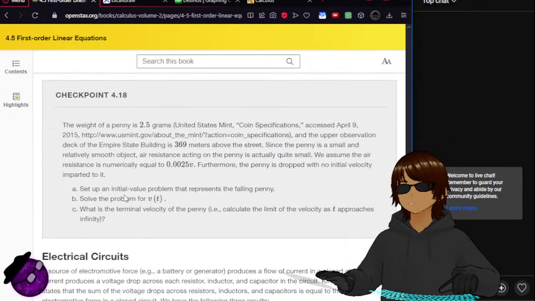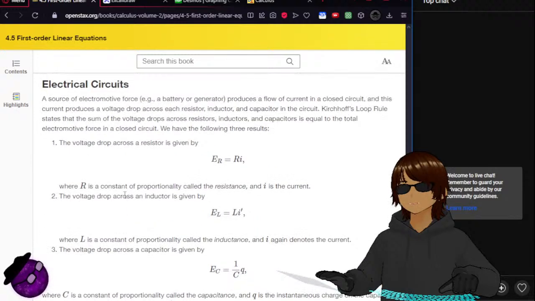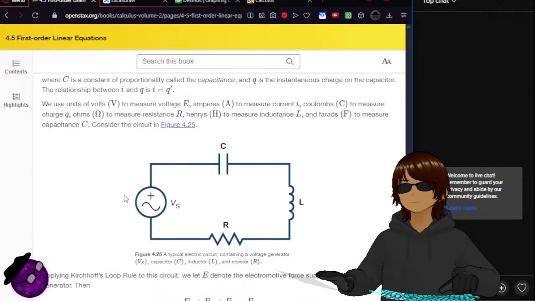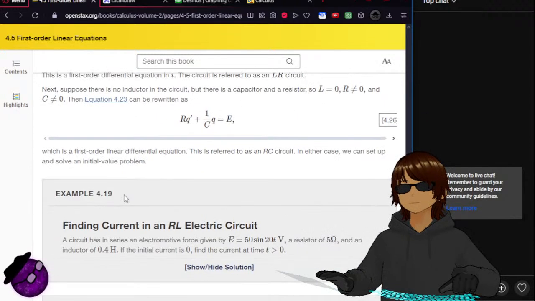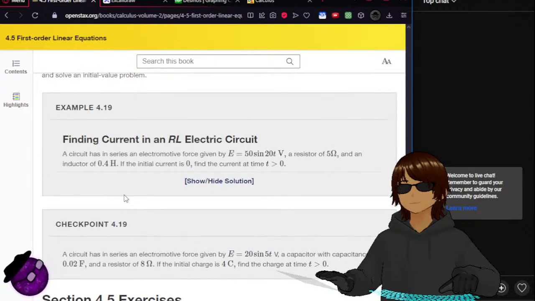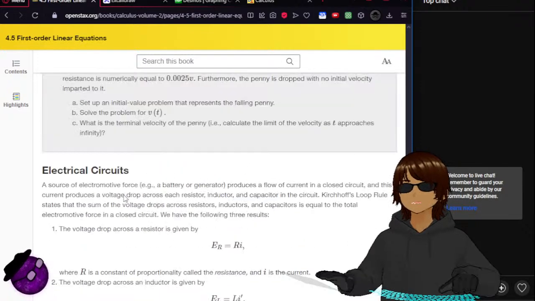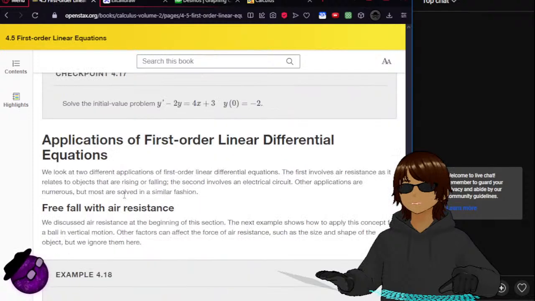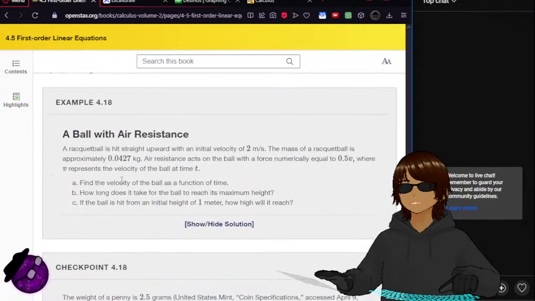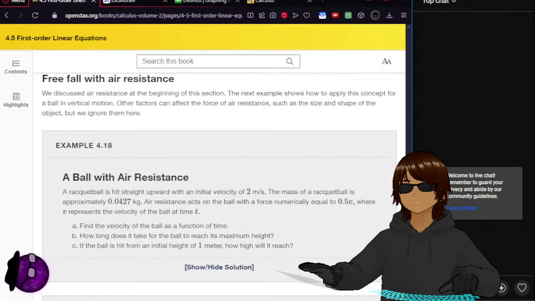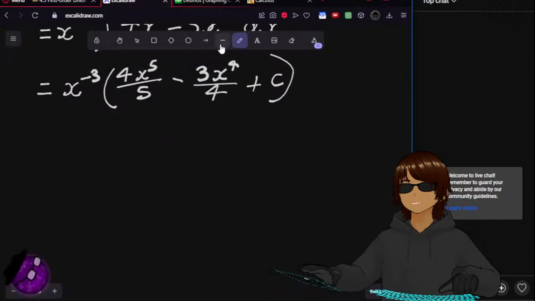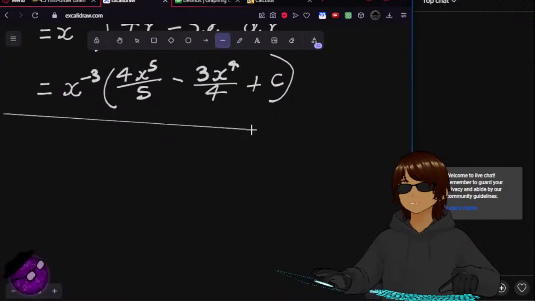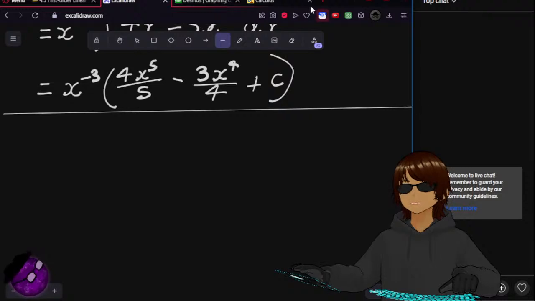So let's try, let's see what this is about. Electrical circuits. Should I pray for it? Air resistance. Okay, let's do this one question, and maybe you'll start reading about electrical circuits.